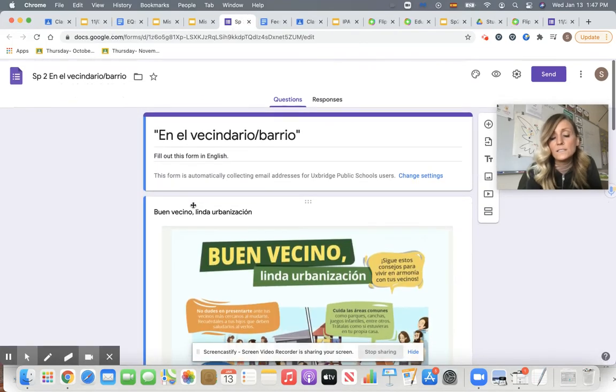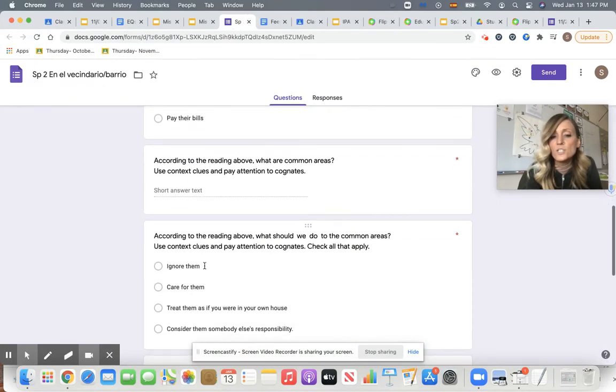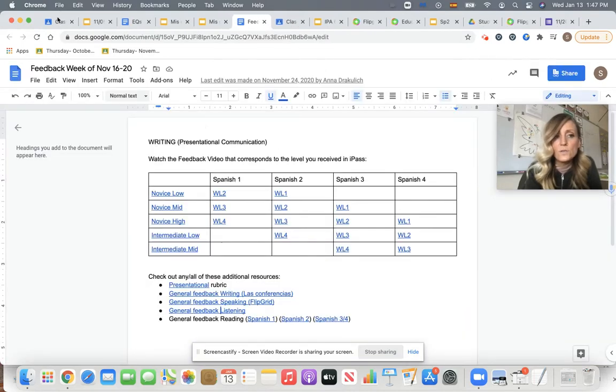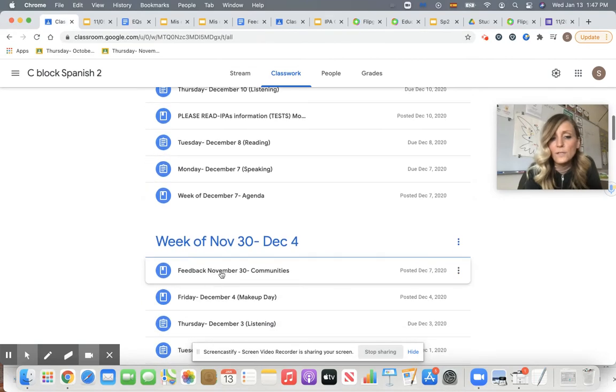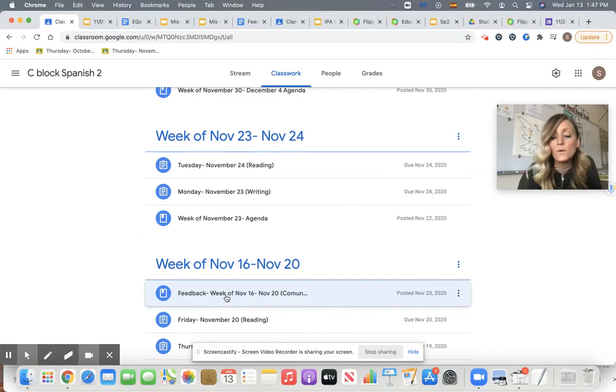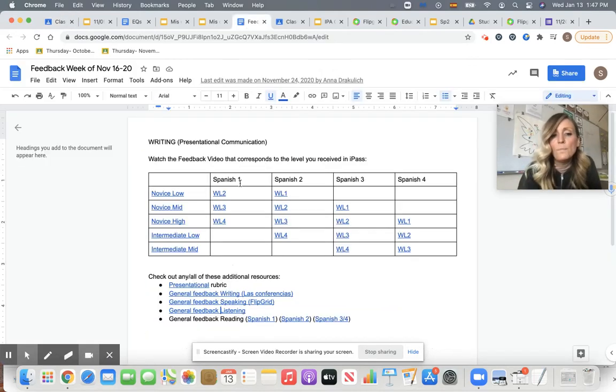This would be a reading activity in which they're reading and then answering questions in English to show how much they can interpret, their interpretive skills. So that would be another activity. Then what we do is we post feedback. Every Monday of the next week, we post a feedback document. So the week of November 16th to November 20th, they did their 4 skills, their reading, writing, speaking, and listening, and we decided to grade them on writing for that week.